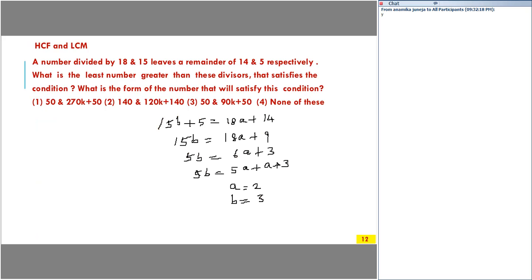15b plus 5 equals 18a plus 14. 15b equals 18a plus 9. 5b equals 6a plus 3 by dividing by 3. Then 5b equals 5a plus a plus 3. a equals 2, b is 3. How many are clear up to this?